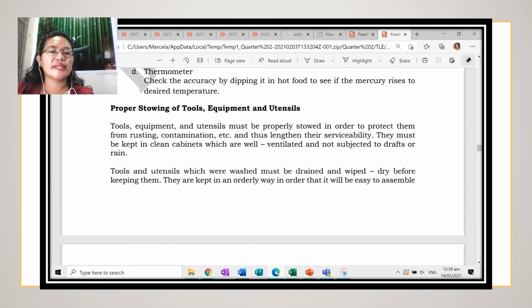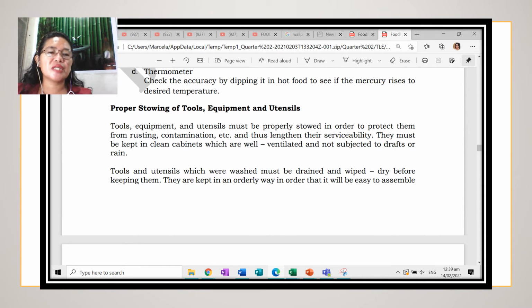Tools and utensils which were washed must be drained and wiped. So after using that one, after cleaning, you have to wipe that glass to become dry. Dry before keeping them. Okay, imagine, so that the house will keep them and they won't get damaged.